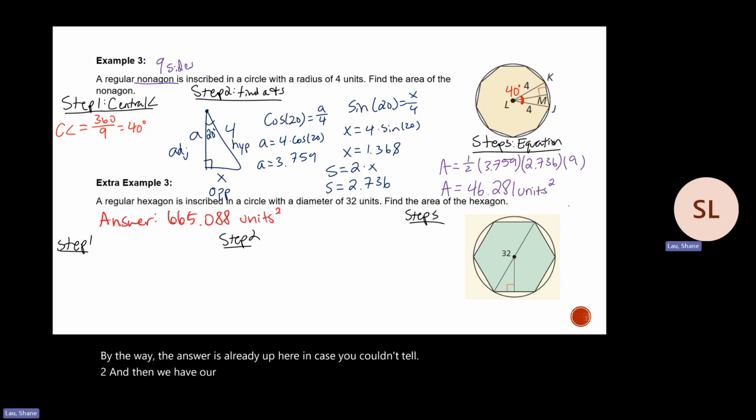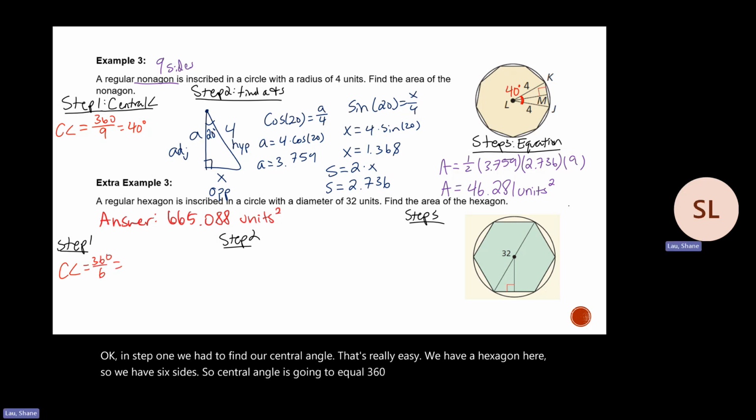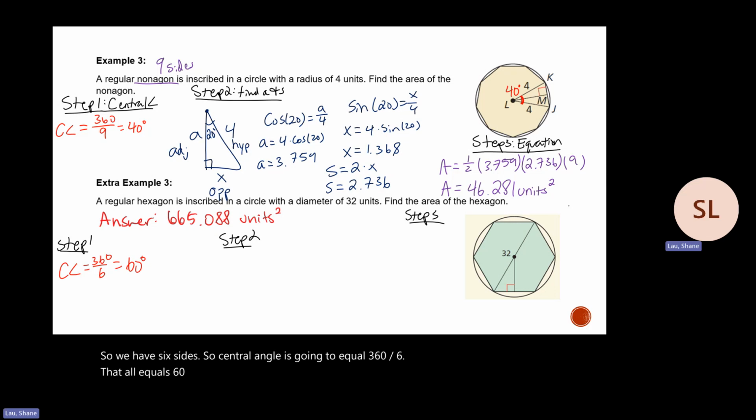Okay. In step 1, we have to find our central angle. That's really easy. We have a hexagon here, so we have 6 sides. So central angle is going to equal 360 over 6. That'll equal 60 degrees. It's very easy. Then we have our finding of A and S.